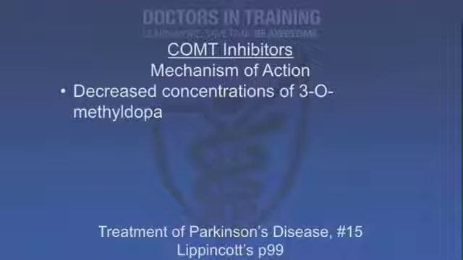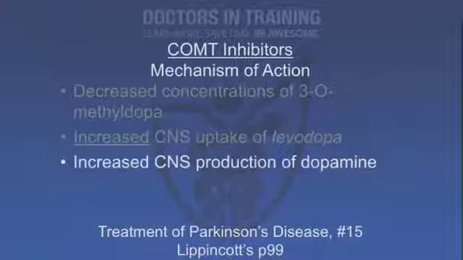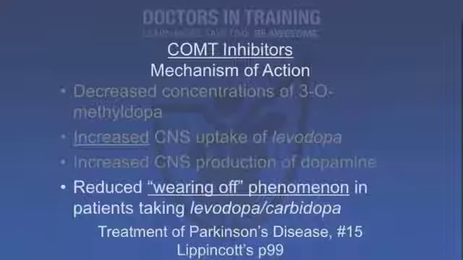So when you use carbidopa, dopa decarboxylase activity is inhibited, and you have more 3-O-methyldopa that's formed. So by giving a COMT inhibitor, you're going to reduce that production of 3-O-methyldopa. Because 3-O-methyldopa competes with levodopa for active transport into the CNS. So if we can decrease concentrations of 3-O-methyldopa, you have increased CNS uptake of levodopa, you have increased CNS production of dopamine, and you can reduce the wearing off phenomenon that's seen in patients who are taking levodopa and carbidopa.